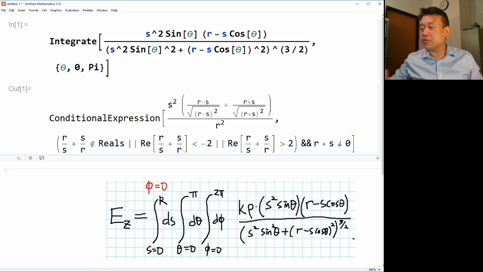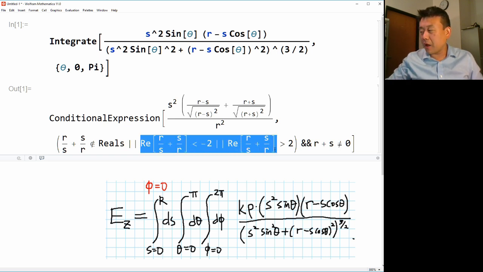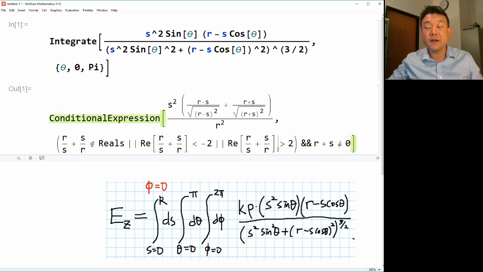So as you look at the conditions that Mathematica is giving you, I hope you realize that Mathematica was treating these variables S and R as way more general than we were thinking. I mean, we know what S and R are. They are radius, they are positive numbers. In fact, we can even say R is greater than S. So we know all that.